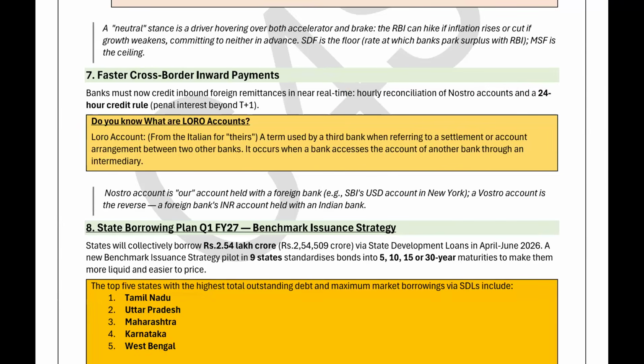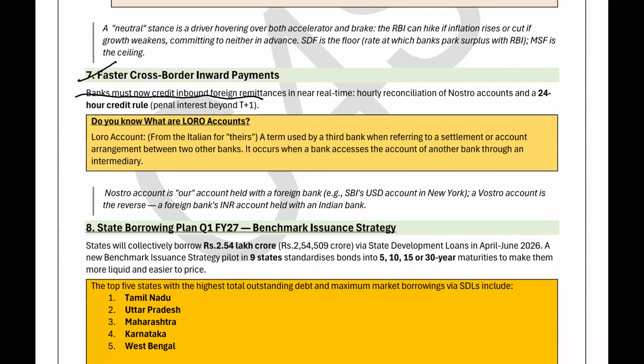ठीक है, now seventh news which is telling about faster cross border inward payments. Banks, please try to understand. Banks must now credit inbound foreign remittance in real time, hourly reconciliation of nostro account, and a 24-hour credit rule. That is penal interest beyond T plus one.